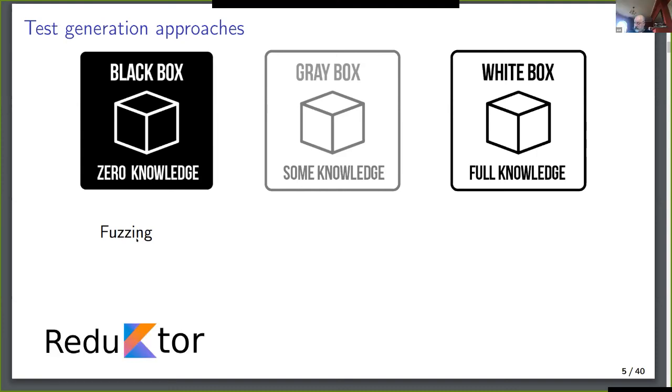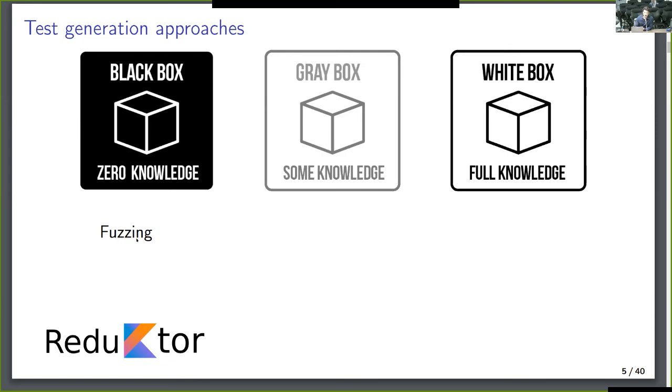So there is one example of a pretty successful black box fuzzer. This is the Reductor fuzzer written by Daniil Stepanov from JetBrains Research. This fuzzer generates random programs and gives them to the Kotlin compiler, and they've managed to discover a pretty large number of bugs in different backends.